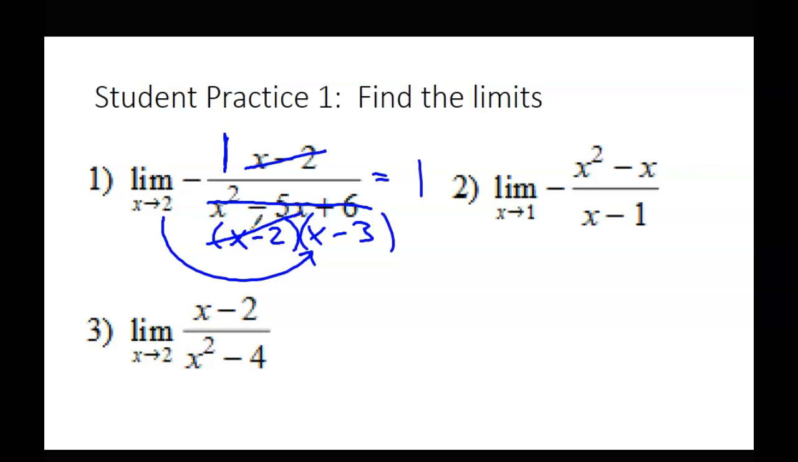It's going to be 1 because when you plug in a 2, you get -1, but there's that negative in the front which cancels it. Aaron, what'd you do first on the number 2? Yeah. What did you factor? I factored.